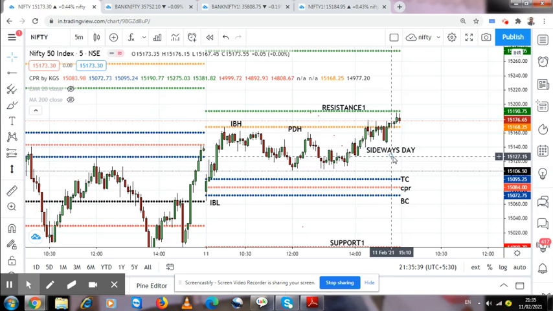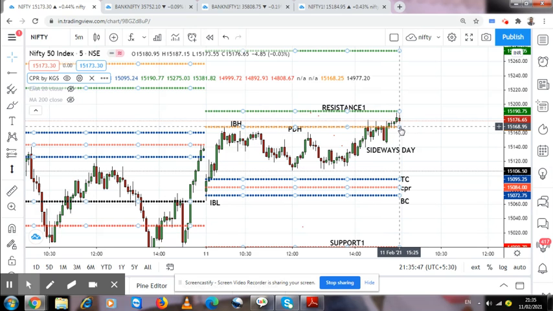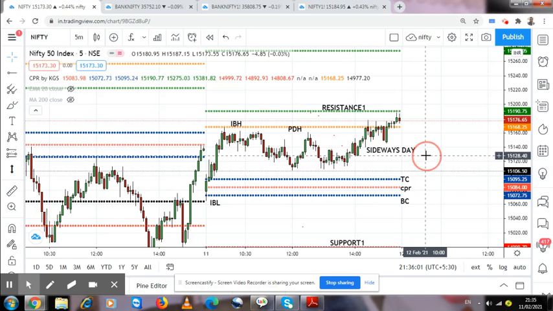on the lower side. Okay, so today you can see that the price closed above the previous day high, also crossed and closed around this point, 15,174 on the spot, and the future has been at a 10 points premium. Okay, now let's go and see tomorrow's pivots also.